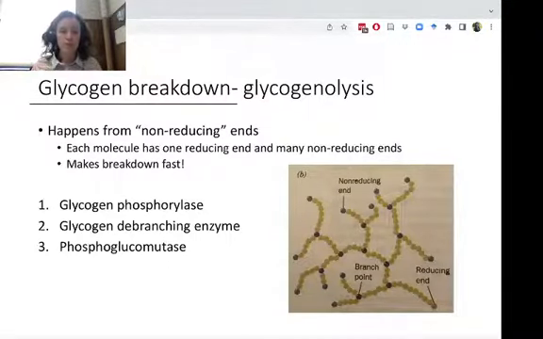So, these molecules of glycogen are only broken down at the non-reducing end. So we can think of that as the front. There are a lot of these, so we can break down that glycogen really quickly. There are 3 enzymes that perform glycogen breakdown, and they are listed here on this slide. Glycogen phosphorylase, glycogen debranching enzyme, and phosphoglucomutase, which we've already met.